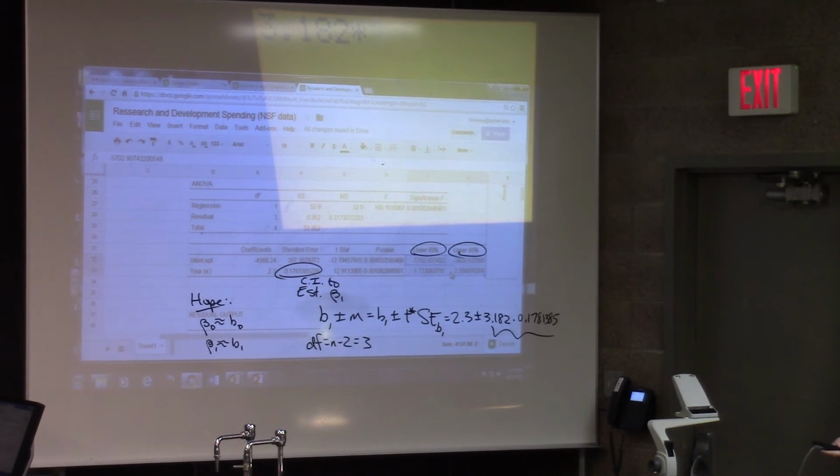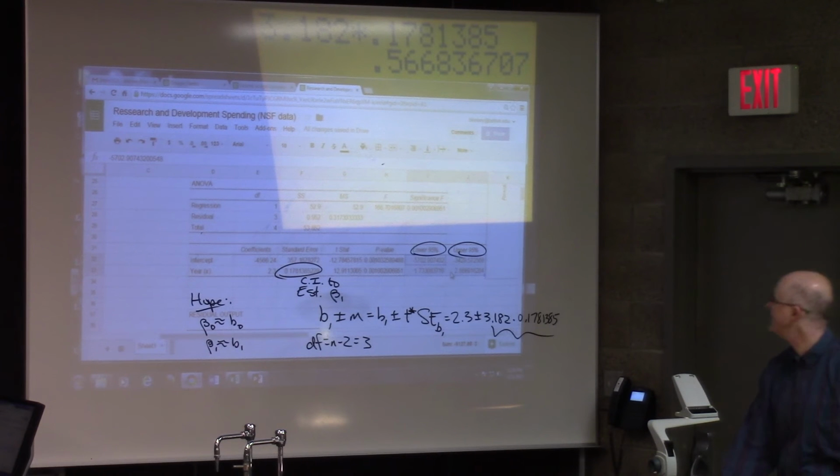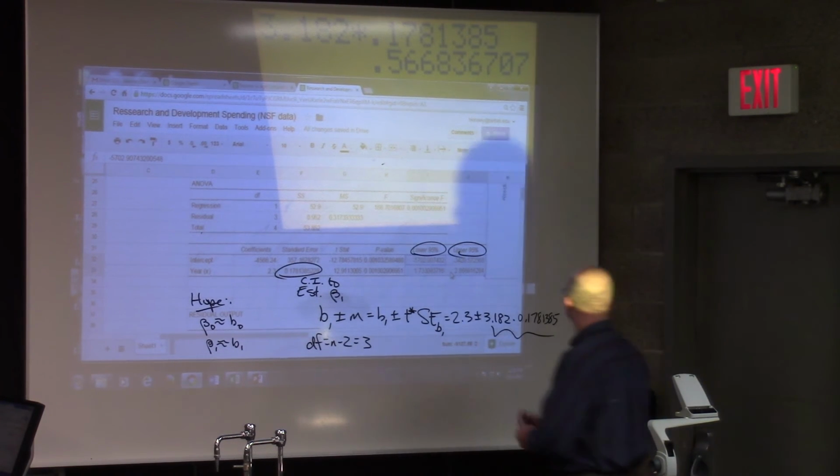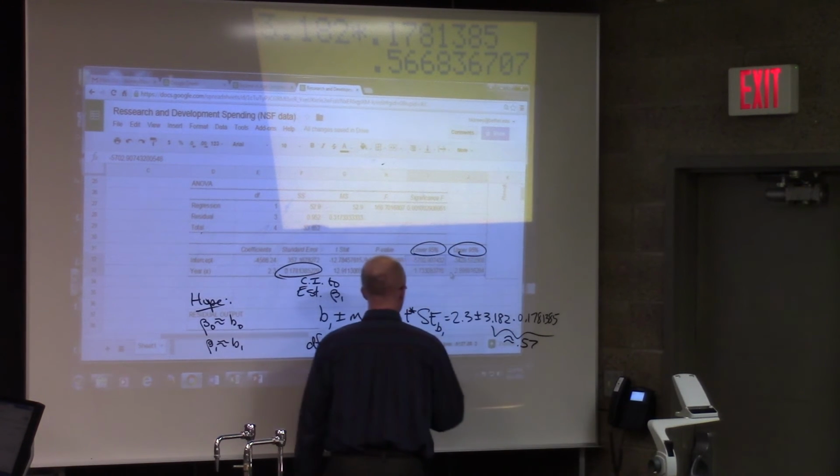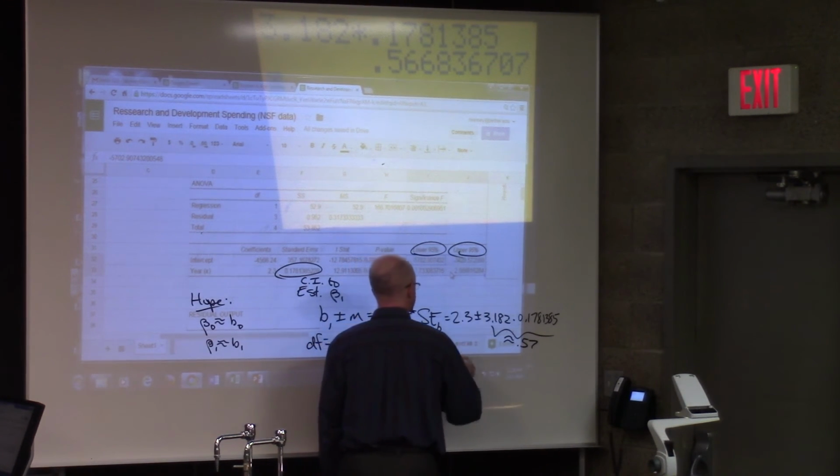.182 times 0.1781 on 1385. The margin of error is about 0.57. So your confidence interval could be written 2.3 plus or minus 0.57.